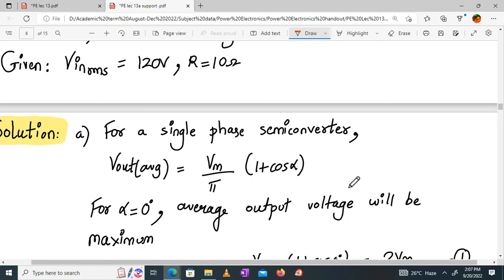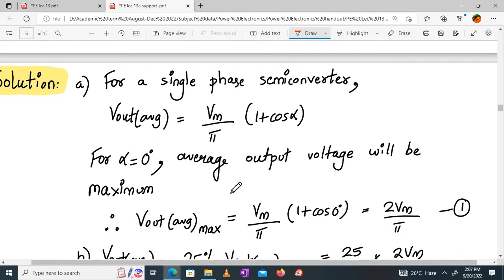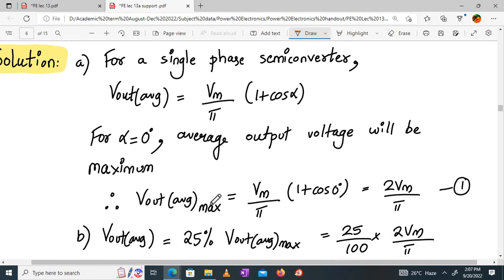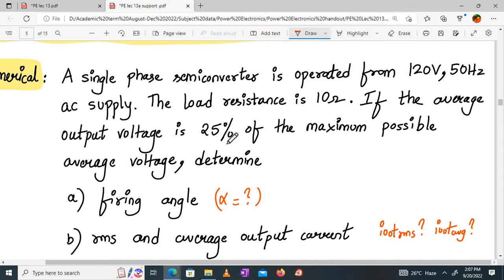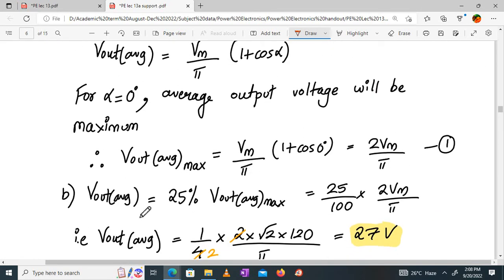So for a single phase semi-converter, V out average is Vm upon pi 1 plus cos alpha. They are telling us that the maximum average value will be obtained when alpha is 0. Cos 0 is 1, right? So it will be 2 Vm by pi. So whenever alpha is 0, V out max value is 2 Vm by pi. Now what they are saying in the numerical is that the average output voltage is 25% of the maximum average value. That means V out average is 25% of maximum value, meaning 25 by 100 into 2 Vm by pi. So calculate V out average.